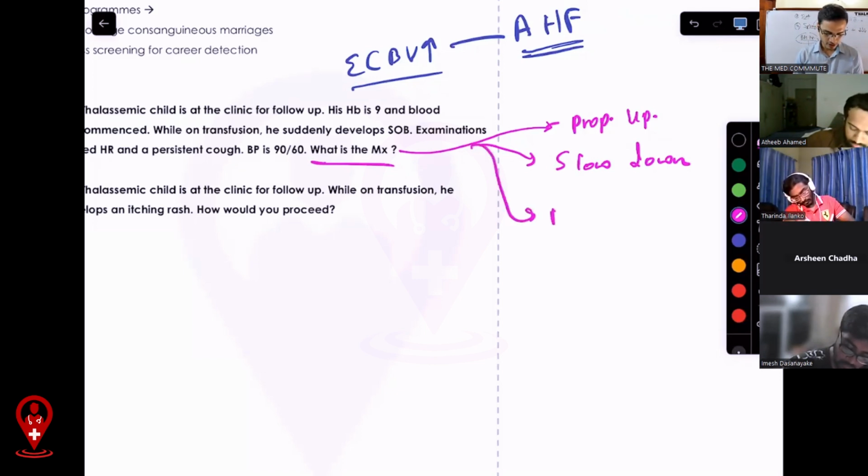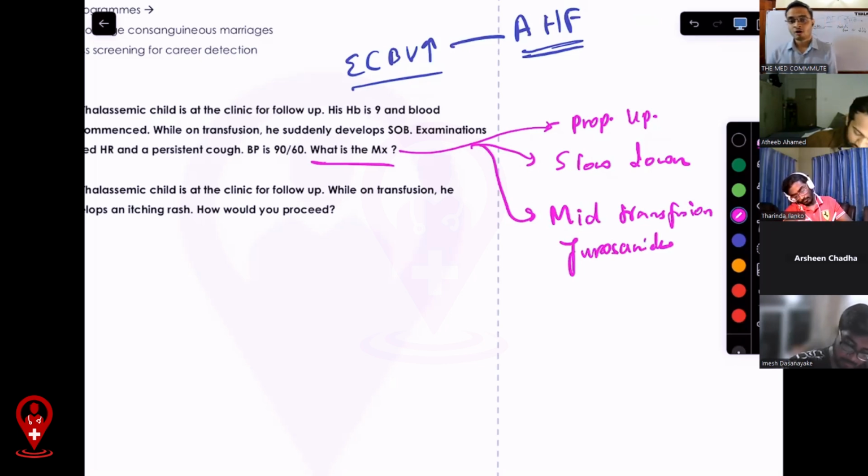And here we have a protocol, guys, called mid-transfusion furosemide. That is our next third step. Put the child on mid-transfusion furosemide. What is this mid-transfusion? He's having fluid overload. What do we want? We want to get rid of the fluid. If we want to get rid of the fluid, what do we want to give? Diuretics. Specifically, furosemide is one of our most potent loop diuretics. Mid-transfusion, while the transfusion is still going on, you start another IV line and you give furosemide at the same time.